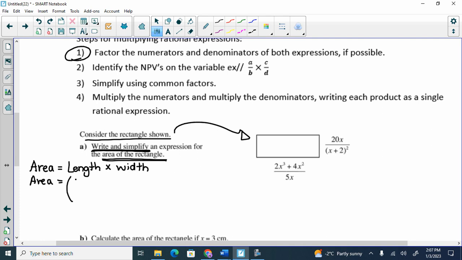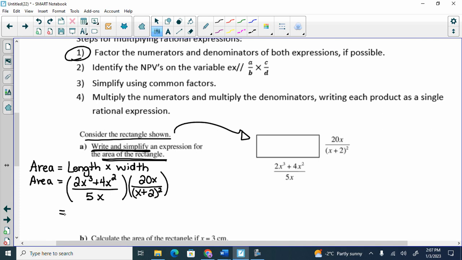Area equals 2x cubed plus 4x squared over 5x. And then my width is 20x over x plus 2 squared. So that's writing it out. Then my next step is to simplify. All my numerators, all my denominators.